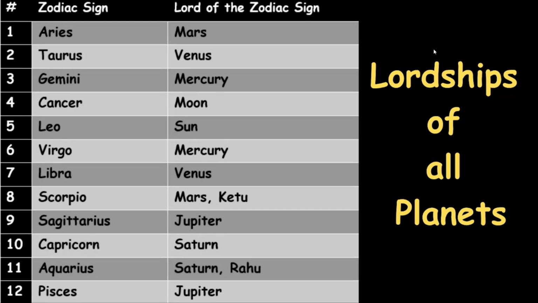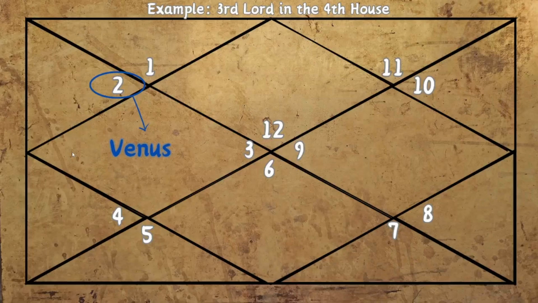Now, look at this table to see which planet is the Lord of which zodiac sign. If you see this table, Mars is the Lord of two zodiac signs, which are Aries and Scorpio. Venus is the lord of two zodiac signs, Taurus and Libra. In this way, each planet has a department to handle, either one or two zodiac signs. Now let us try to understand that with an example.